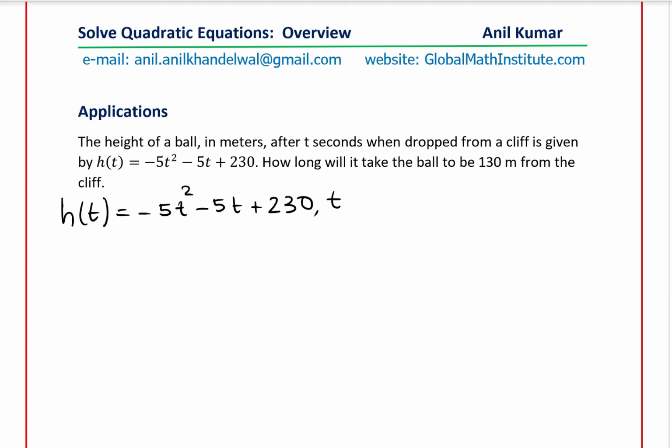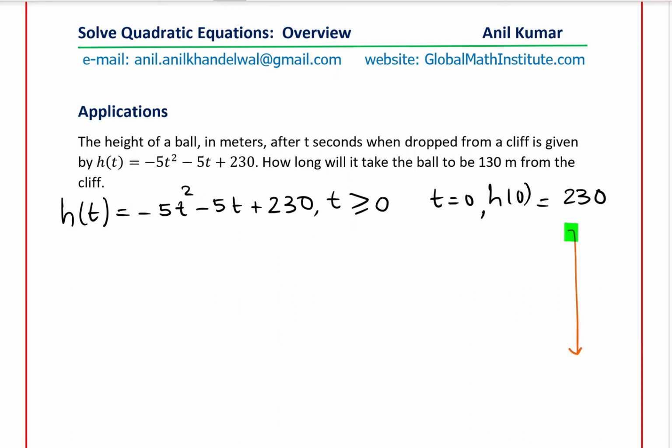And here t should be greater than or equal to 0. When t equals 0, that is, the height in the beginning is equal to 230. So when you are throwing the ball from the cliff, let's say that's the cliff, the ball is being dropped from here. So that is the initial position of the ball.